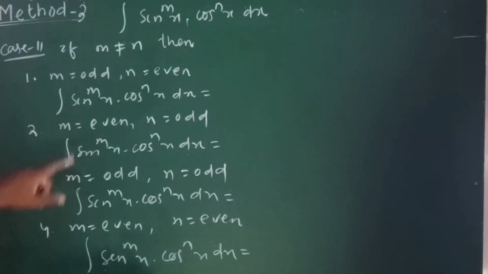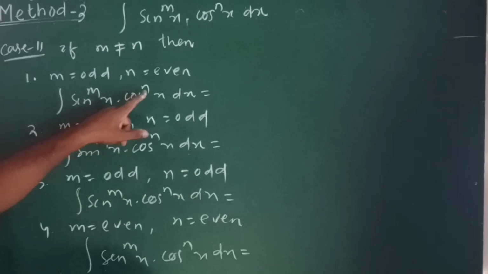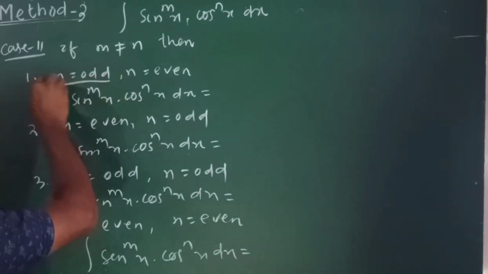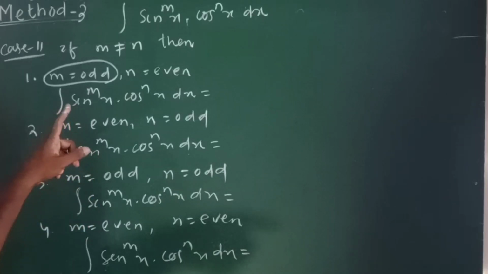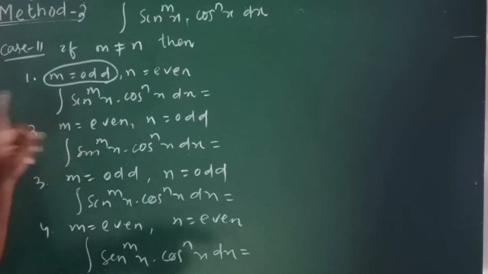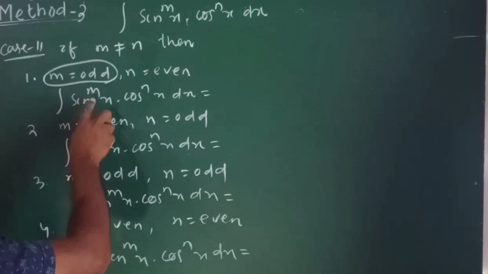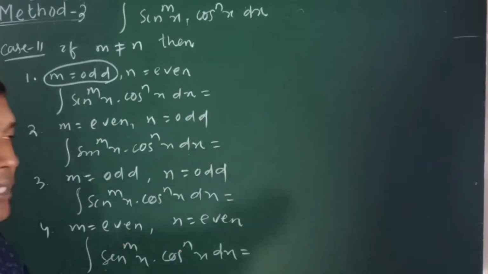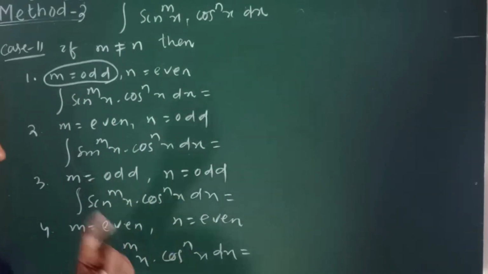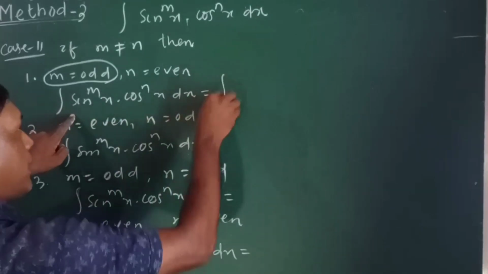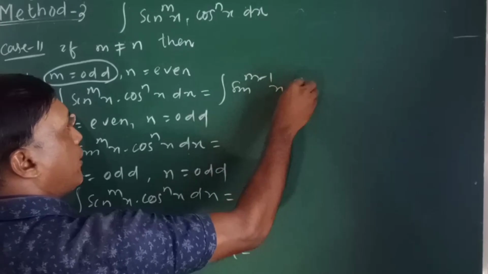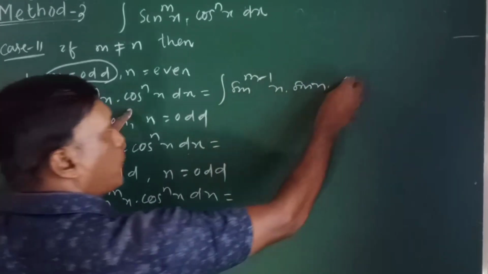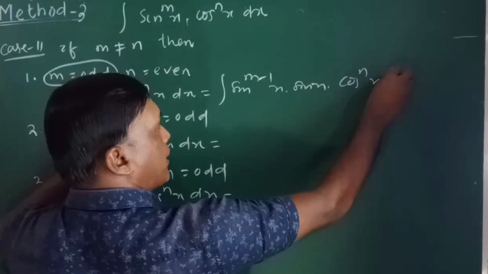So the first case is here sin to the power mx into cos to the power nx, but m is odd here. You have to only recognize, you have to only look where the power is odd. So here the power is odd. If the power is odd, only separate one factor from this term. That means here you can write this as sin to the power m minus 1x into sin x into cos to the power nx dx.